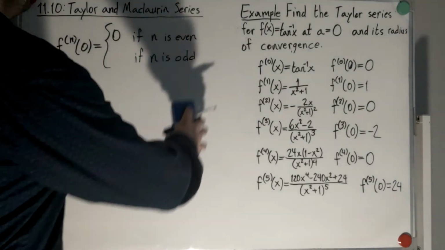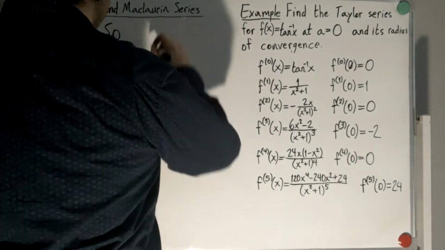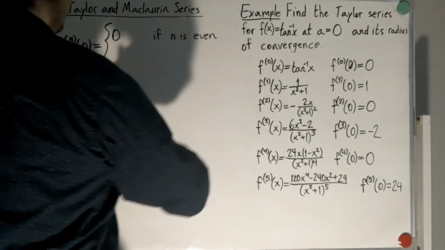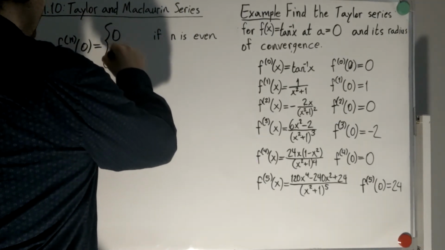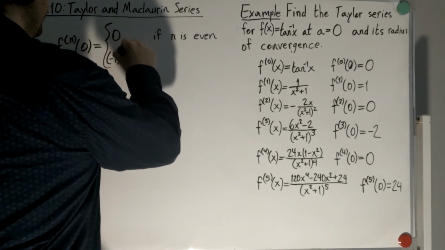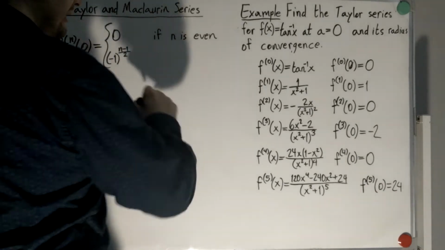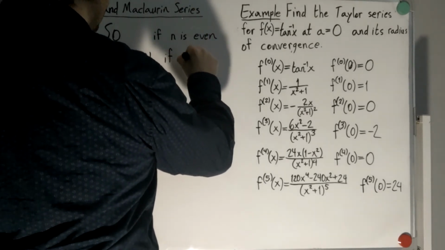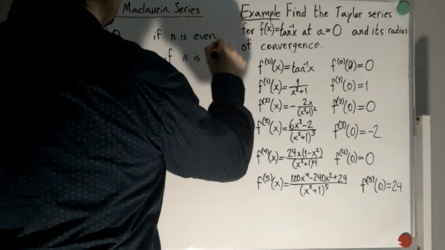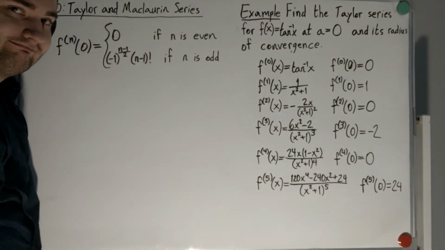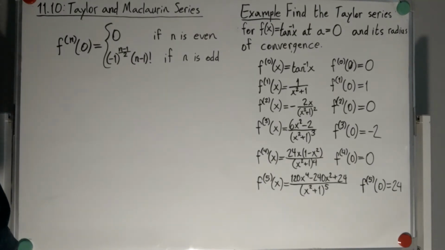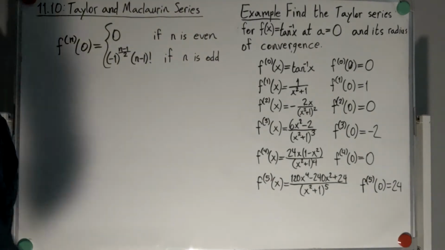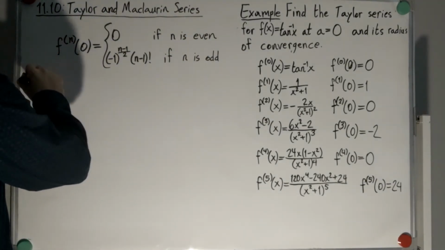So, it may not be easy to see, but it's going to turn out like this. So this is if n is even. If n is odd, it's going to end up being -1 to the (n minus 1) over 2, multiplied by (n minus 1) factorial. This is if n is odd. Right, so now this tells us enough to construct the Taylor series.